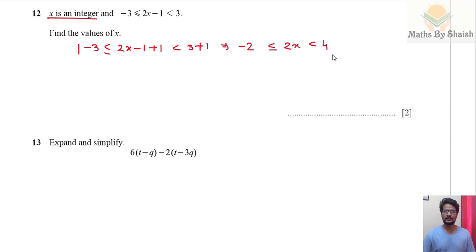Now we have 2, so we will divide the whole thing by 2. Dividing by a positive number does not change the inequality, so it is going to be the same, and hence we will get -2 over 2 is -1, less than or equal to x, less than 4 by 2, that is 2. Moreover it is given that x is an integer, so the integers between -1 and 2, -1 included, are -1 and then 0 and then 1. It cannot be 2 because x has to be less than 2. So these are the three values of x.